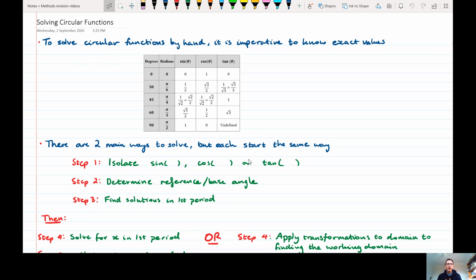But it is absolutely imperative that you know your exact values. So here's the exact value table in front of us here. We must know these. Otherwise, trying to solve equations with circular functions by hand is going to be a nightmare. So you need to know those ones.